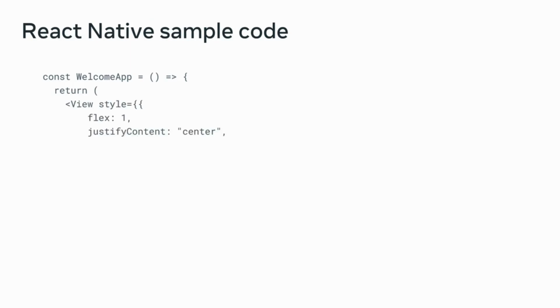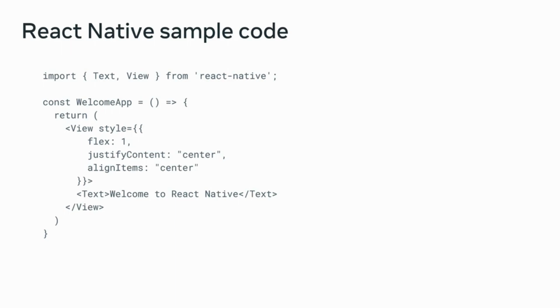Notice that the code is very similar to React code. However, instead of web components such as the division or paragraph tags used in HTML, React Native uses something called native mobile components such as text and view. Don't worry if you don't know about these components now. You will learn more about them later. The code defines a React component called Welcome App. This component renders a text that says, "Welcome to React Native."